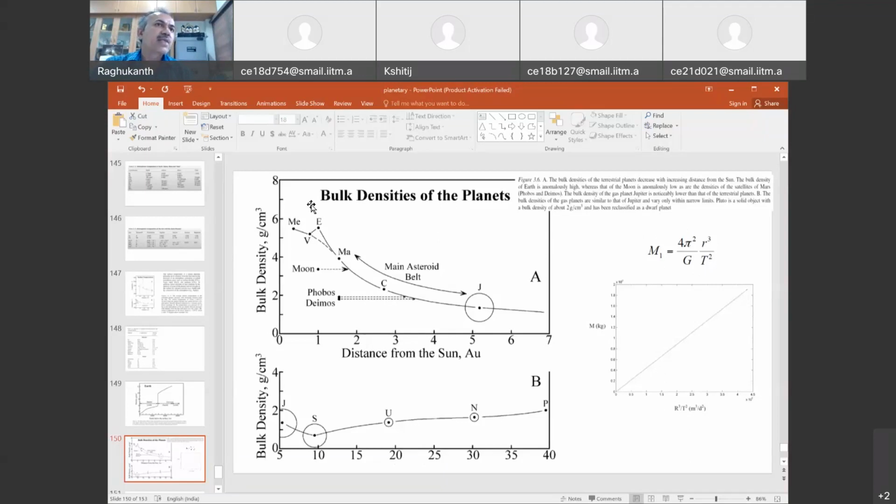And the maximum density, which planet has the highest density among those in our solar system? See this graph and tell me which has the highest density.